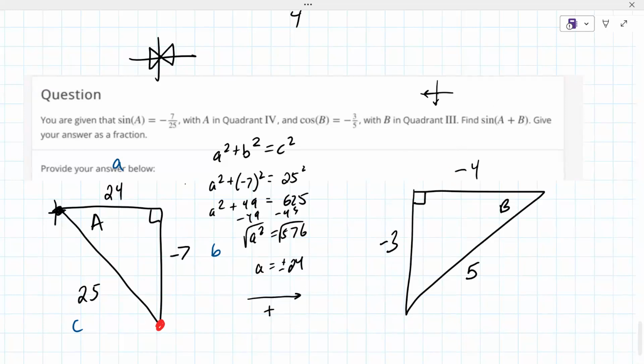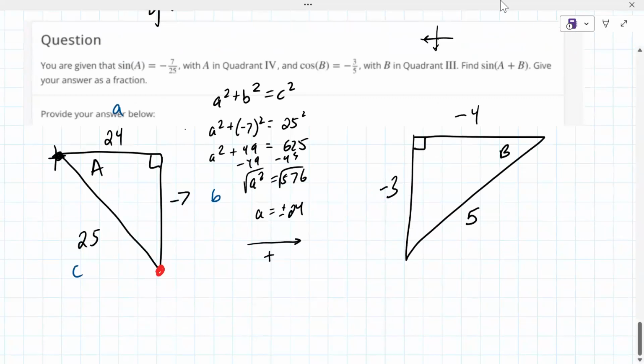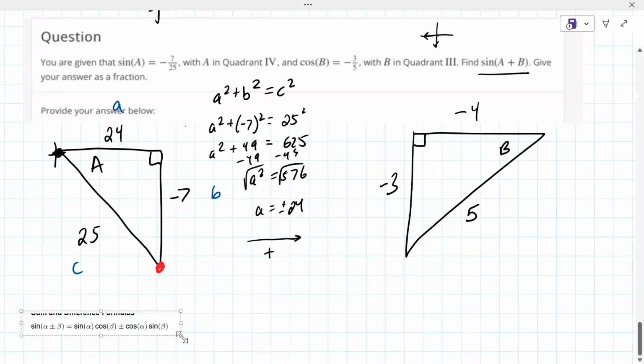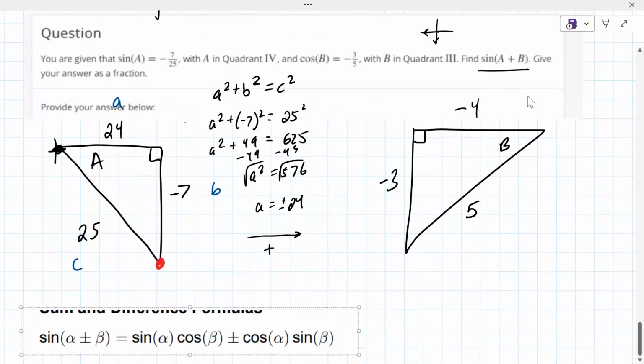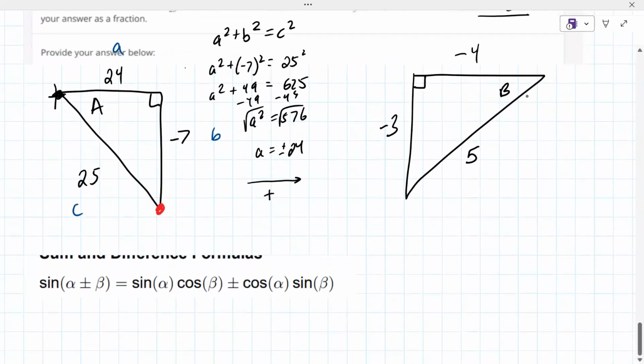All right, so now we're back to sine A plus B. You have to use the sum and difference formula for that. At first they seem really difficult to memorize, and I would still write them down, but you'll notice, after you do a couple of them, there's a pattern to them. It's not as bad as you think. This is what you're doing: you're doing plus. So you're going to have sine A cosine B plus cosine A sine B.